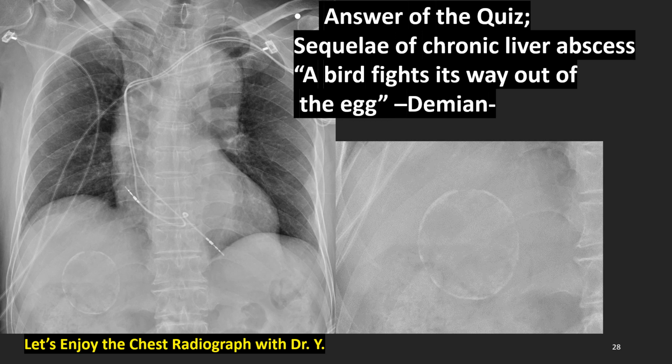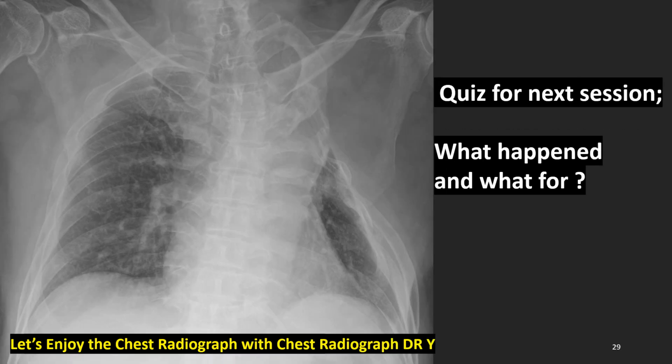Now let's go to the answer of the quiz. There are hen's egg shaped calcifications, secondary to chronic liver abscess. Have you ever read the book named Demian by Hermann Hesse? A bird fights its way out of the egg. Something like that? Just like a hen's egg. Yes. Are you correct? Congratulations. This is the quiz for the next session. What happened to these patients and what caused it?